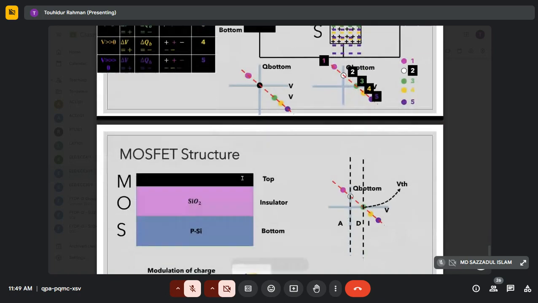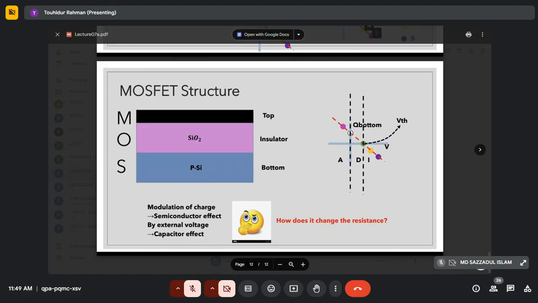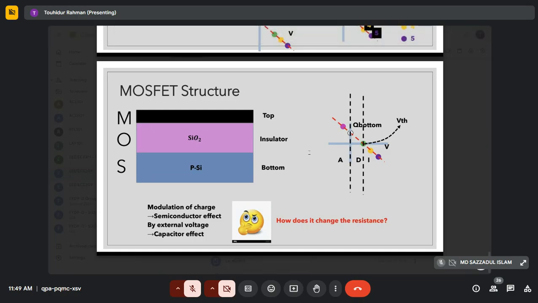All right then. I think that's about it from 7A. Anything else? And also about the threshold voltage. What is the significance of threshold voltage?